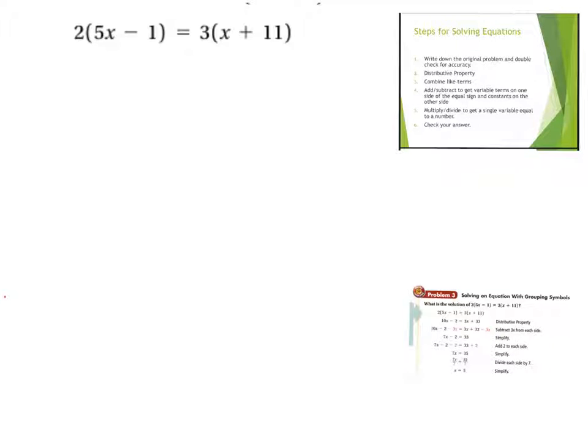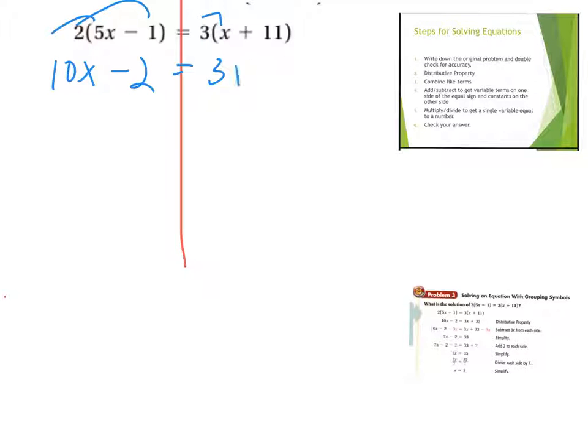I'm going to draw that line that I like to draw first. On the left side, I'm going to go ahead and distribute. So I've got here 2 times 5x, 2 times negative 1. So 10x minus 2. Over here, 3 times x is 3x. 3 times 11 is plus 33.